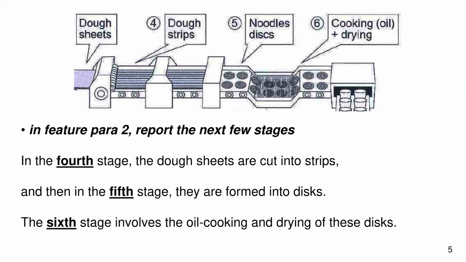Now in feature para 2, report the next few stages. In the fourth stage, the dough sheets are cut into strips, and then in the fifth stage, they are formed into discs. The sixth stage involves the oil cooking and drying of these discs.